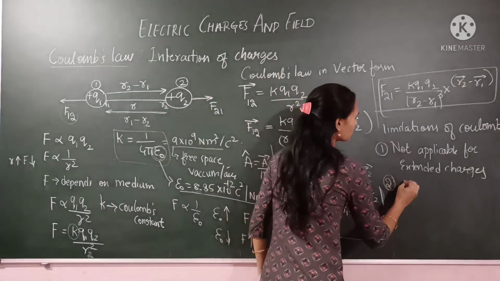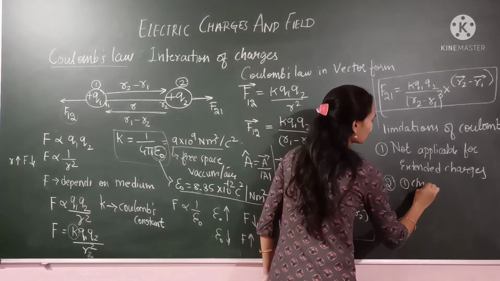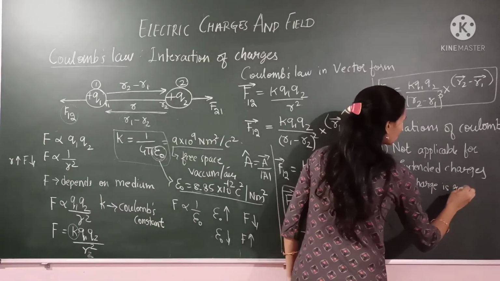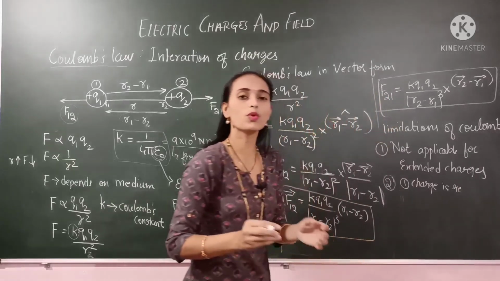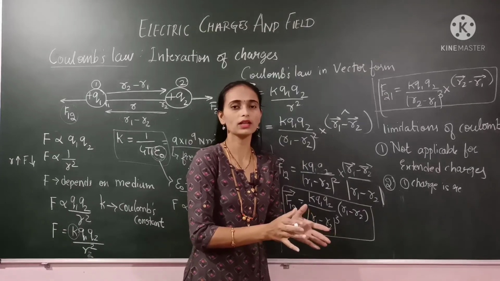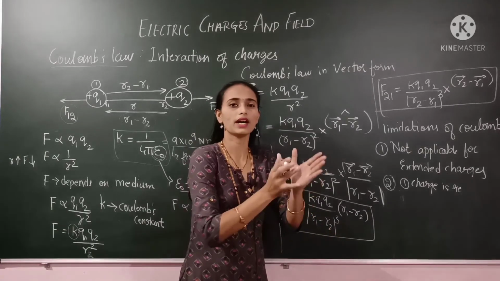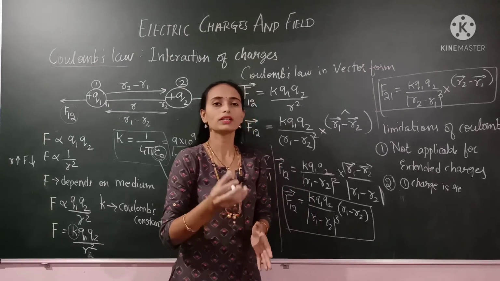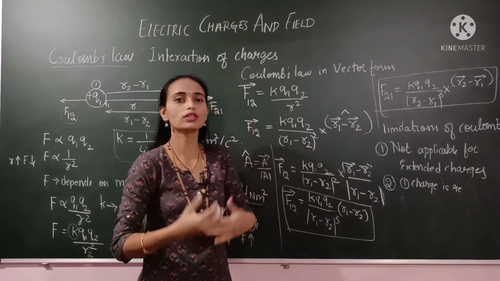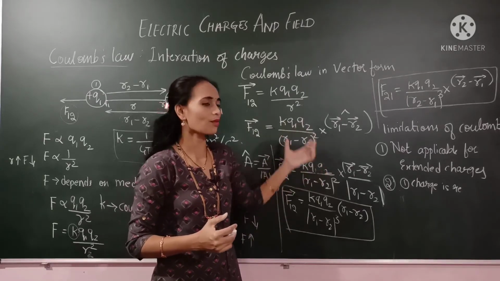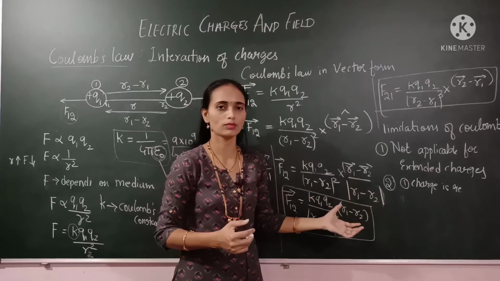Next, one charge is at rest. If both charges are at rest, then Coulomb's law is applicable. If one charge is at rest and another charge is in motion, then also Coulomb's law is applicable. But if both charges are in motion, then we cannot apply Coulomb's law. So these are some of the limitations of Coulomb's law.